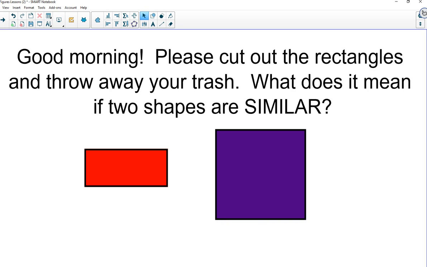So now you've had a moment to think about it. Go ahead and talk briefly in your groups about whether those two shapes are similar and how do you know if they're similar. So go ahead and have a quick conversation about it.